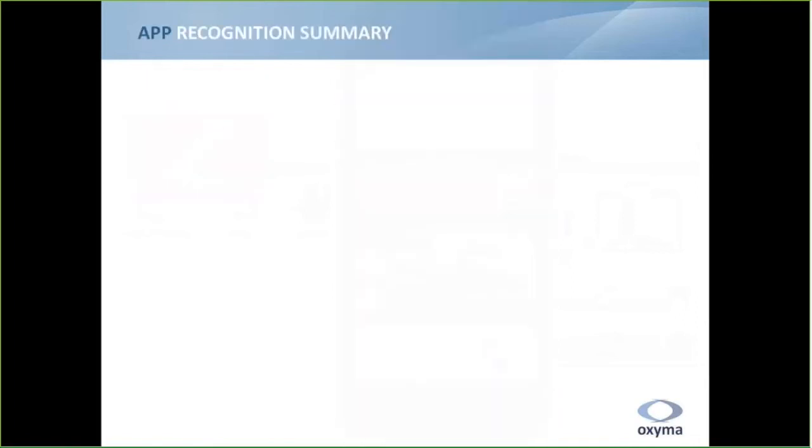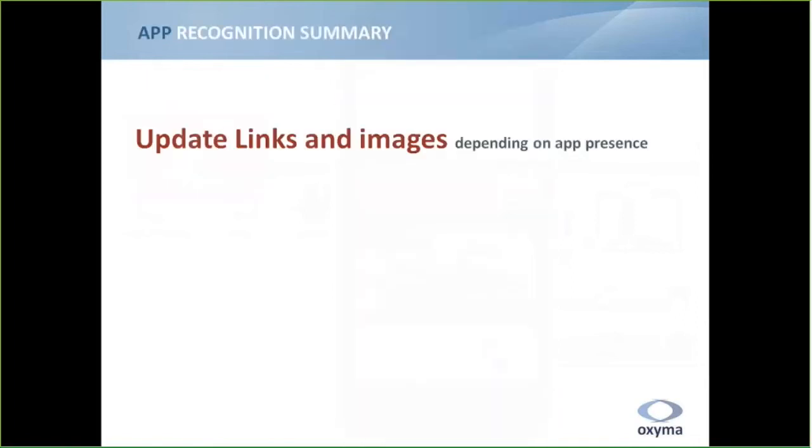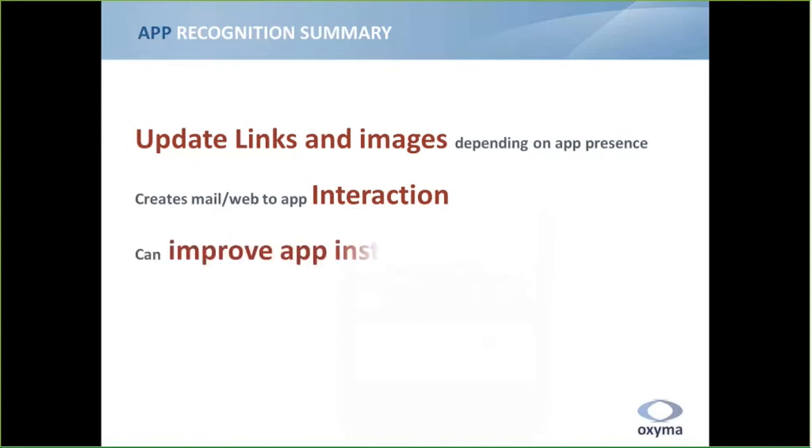Again, a little summary of app recognition. It's updating the links and images, depending on the app presence. It creates the interaction between mail or web and your app. And it can obviously help improve app installs. If you have an app that you want to promote, you can promote it to people. Maybe they don't even know that you have an app until you push it in the mail that you're sending to them.